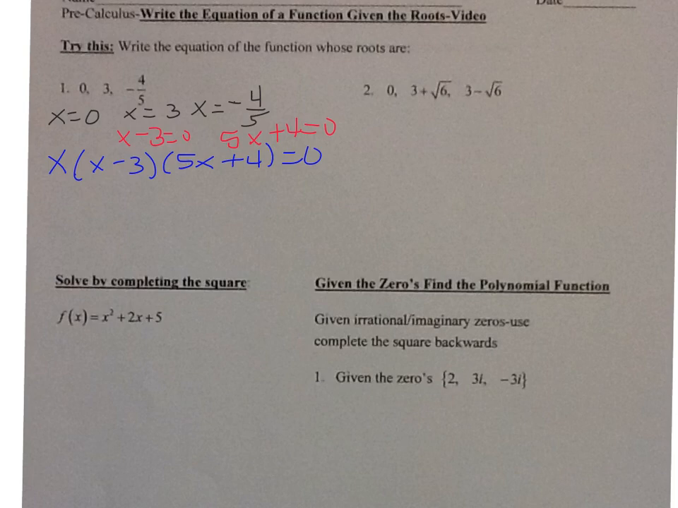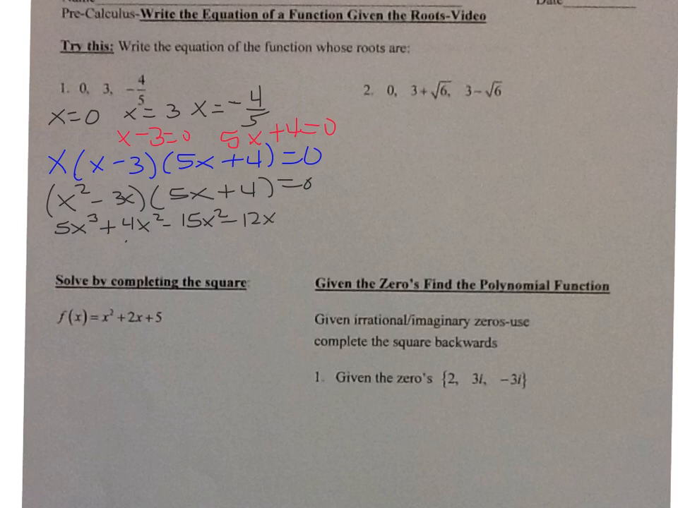All right, so now I'm going to distribute the x. So I get x squared minus 3x. And then I have to multiply that by 5x plus 4. So I'll double distribute. So we have x squared times 5x would be 5x to the third. X squared times 4 would be 4x squared. Negative 3x times 5x is negative 15x squared. And negative 3x times 4 would be negative 12x.